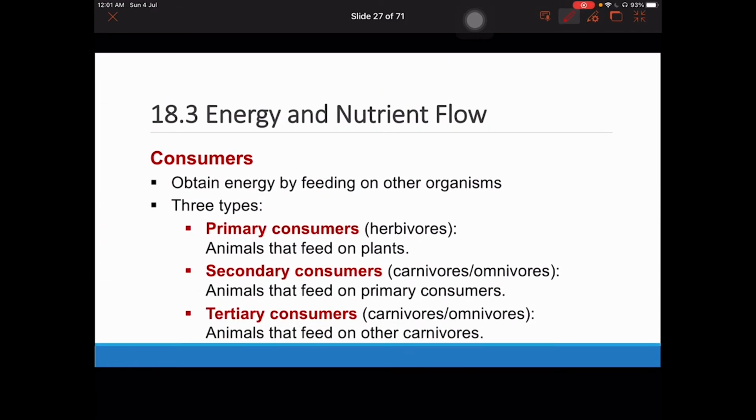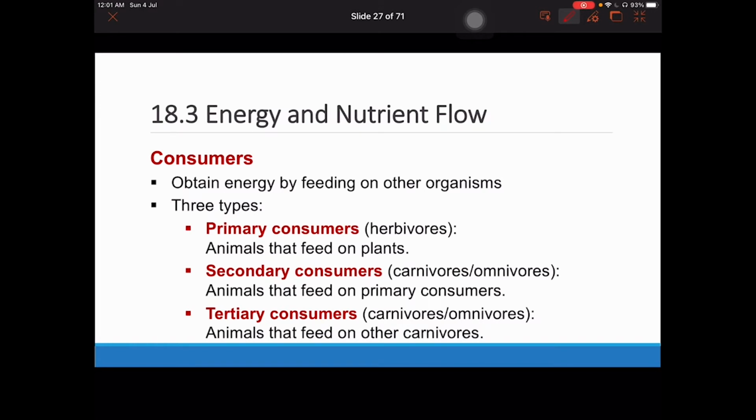In terms of consumers, there are three types, and all of them obtain energy by feeding on other organisms. First, we have what we call primary consumers. Primary consumers are the herbivores, which you have learned about in primary school. They only feed on plants, so they are the first one after the plant in the food chain. Then you have your secondary consumers, which feed on the primary consumers. They can either be carnivores, that means they purely eat meat, or they can also feed on plants, in which case they are called omnivores. After that, you have what we call the tertiary consumers.